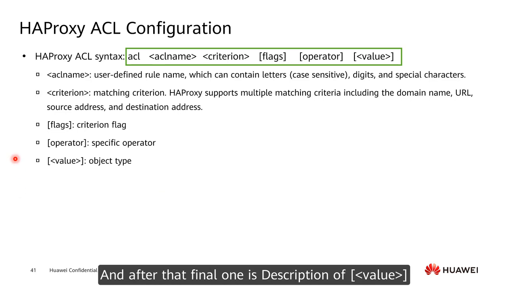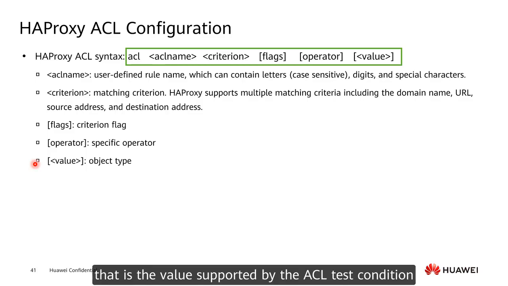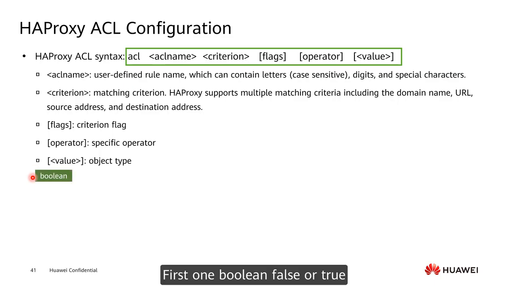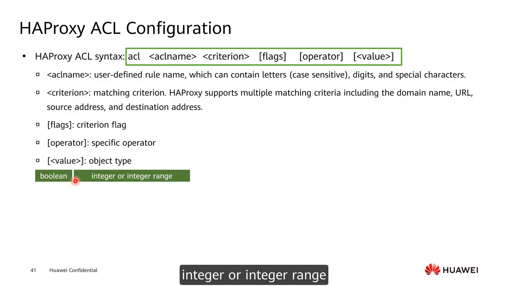And after that, the final one is the description of value object type. That is the value supported by the ACL test condition. First one, Boolean, false or true. Integer or integer range. For example, 1024 to 32768 is used to match a port range.